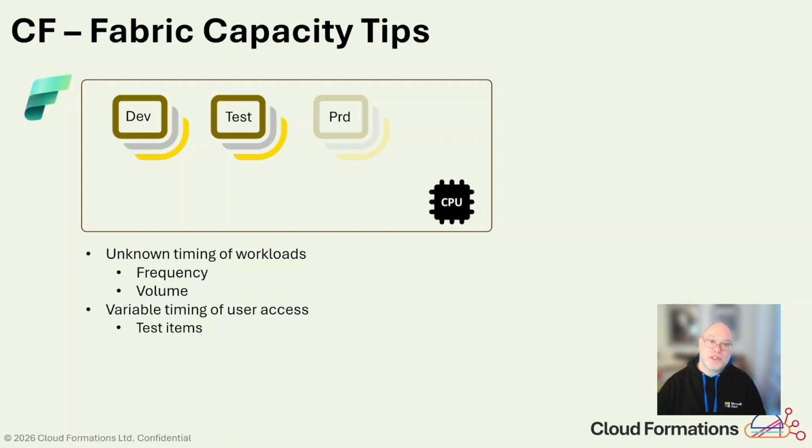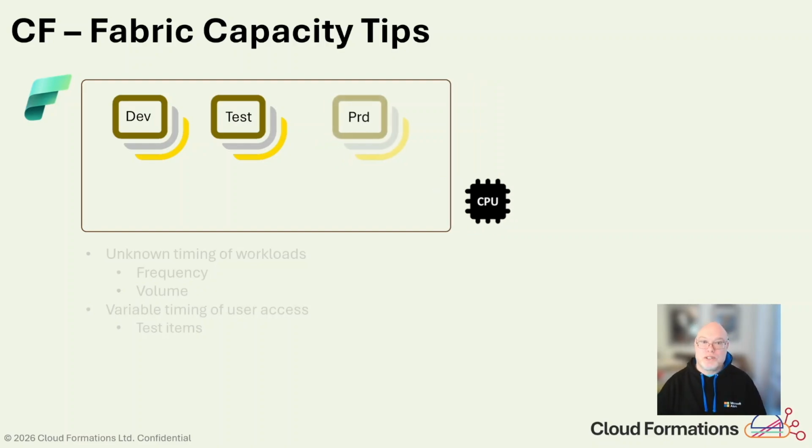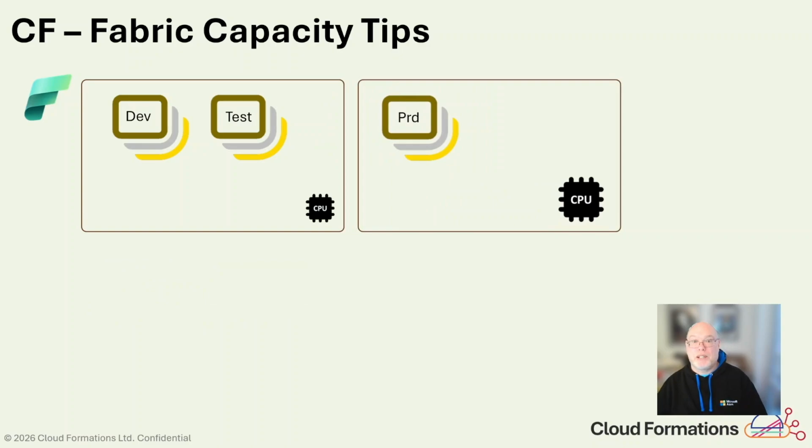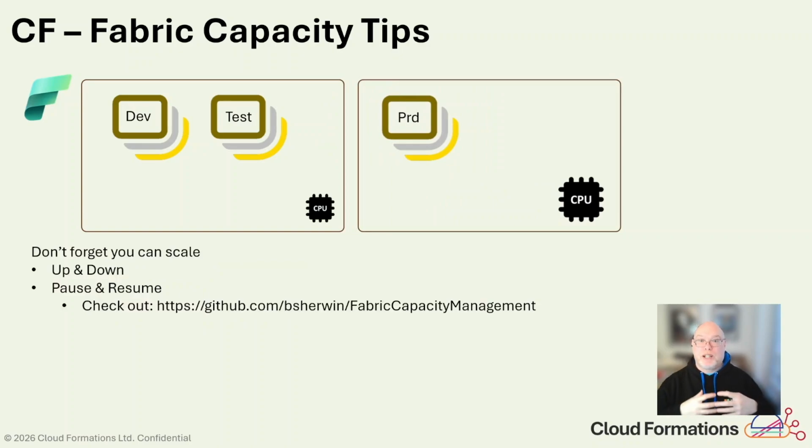So what's the solution to this? Well, the solution is to break it out. Have your production workspace on a known capacity, so you've got known responsiveness and known accessibility. That's brilliant. And dev and test can be put on smaller capacities because you probably don't need as many resources as production. Don't forget, capacities can be scaled up and down.